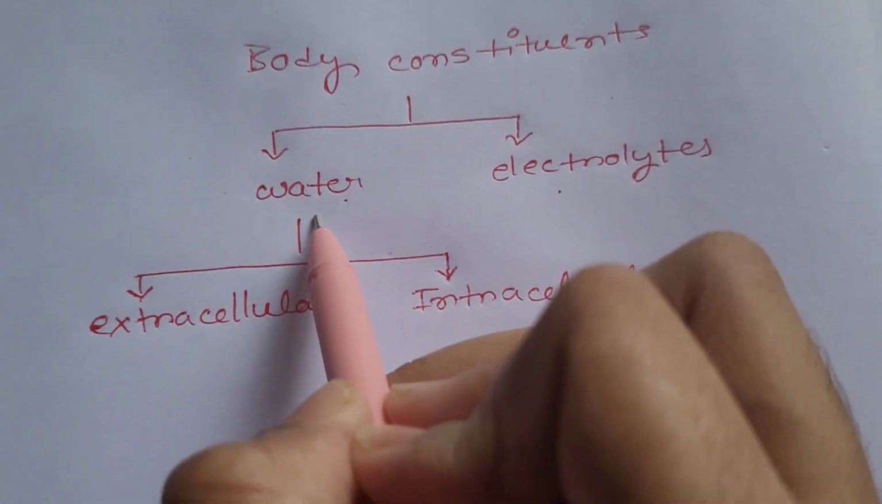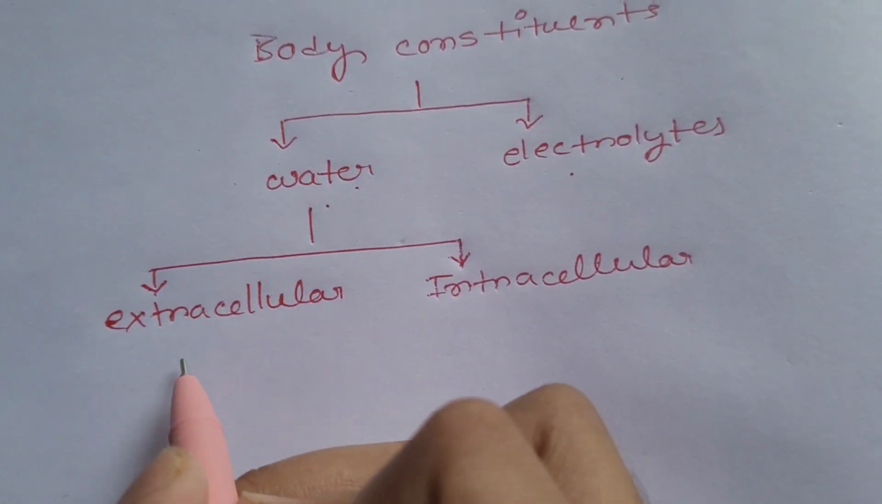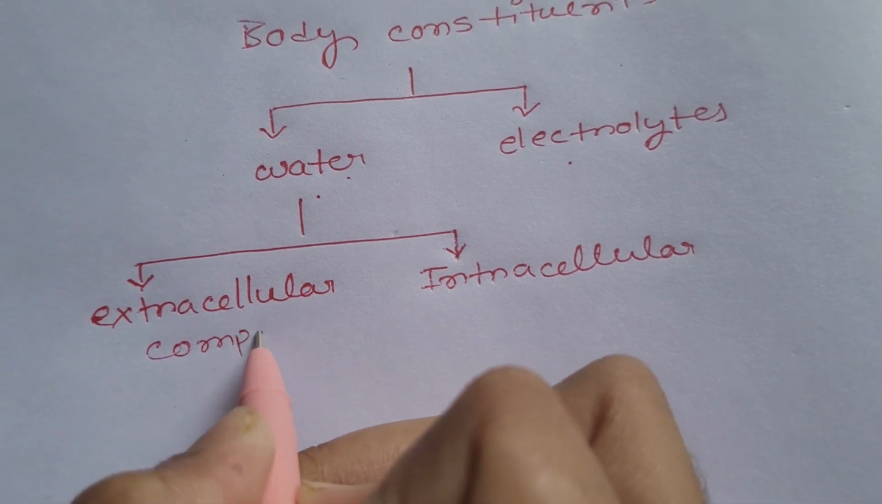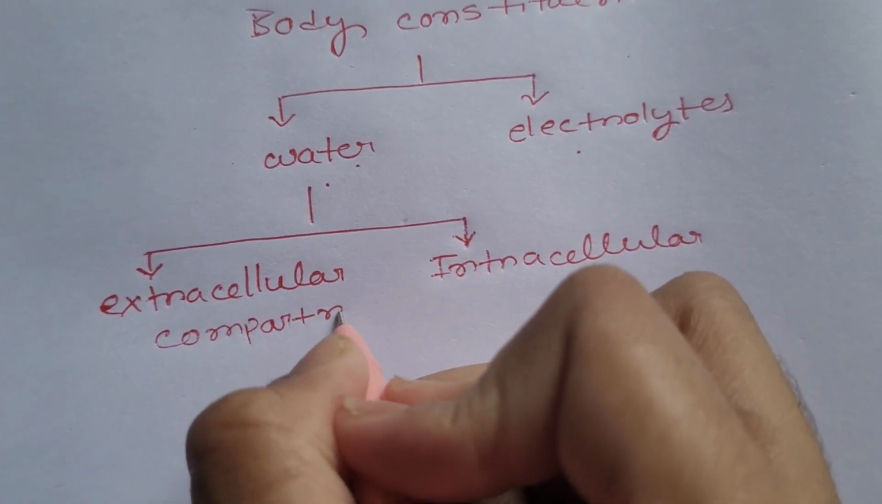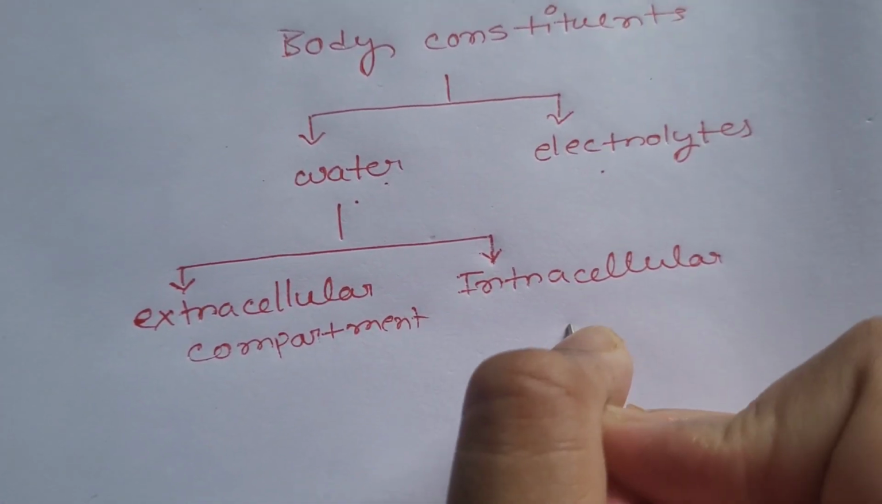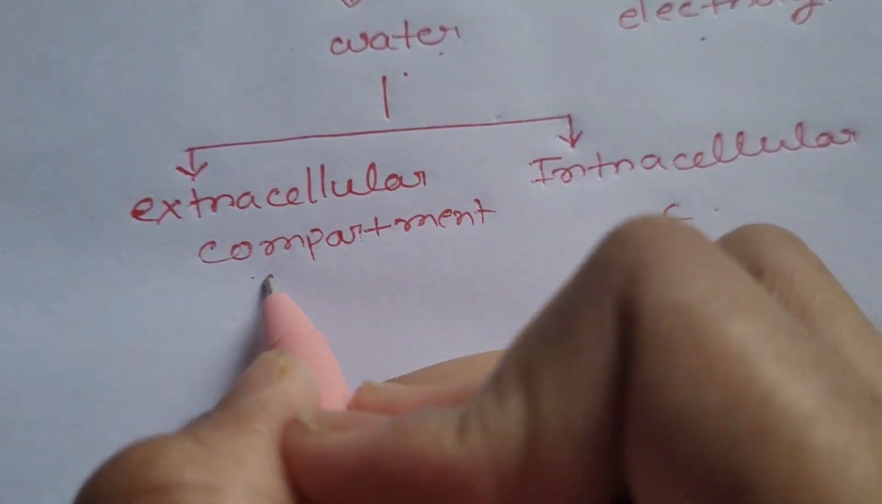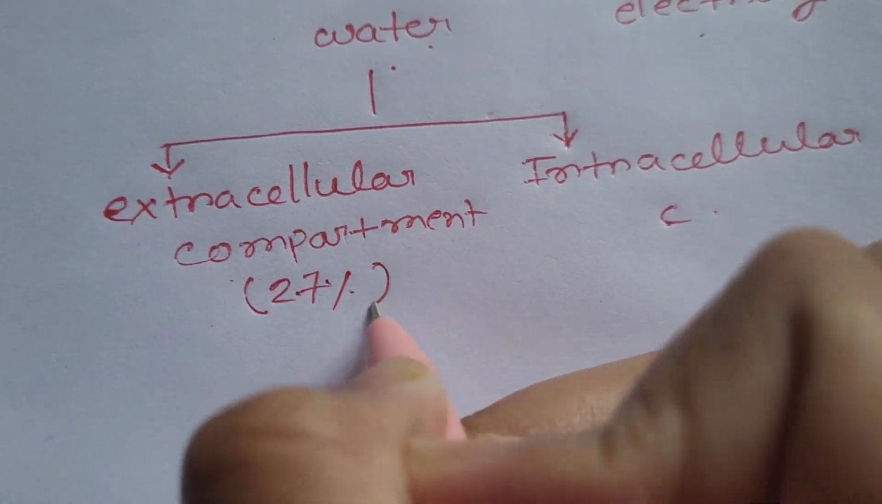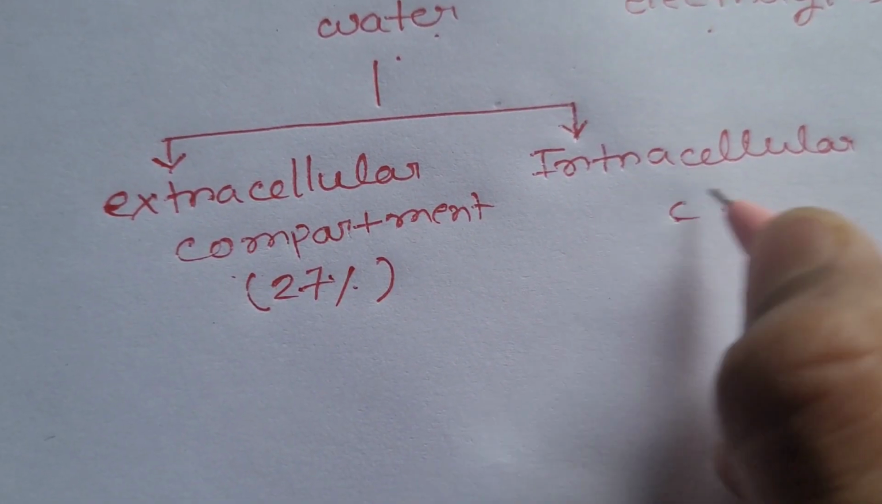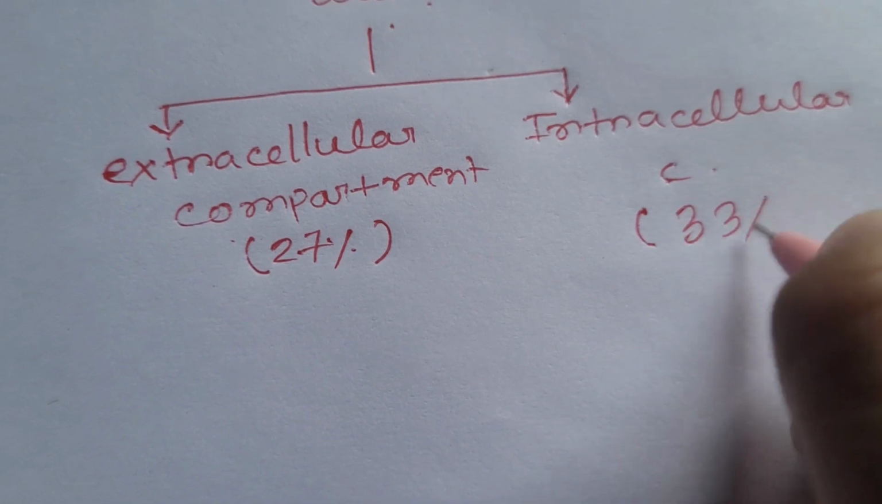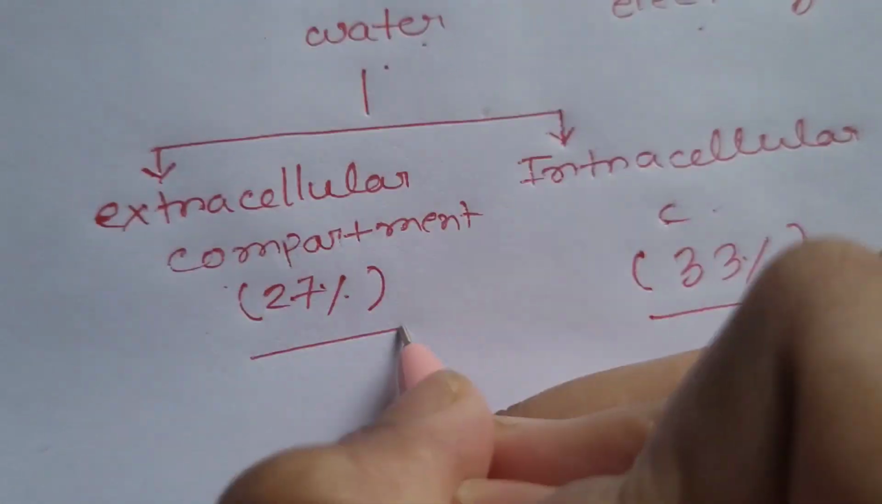Now the water is present in two compartments, the intracellular compartment and the extracellular compartment. In the extracellular compartment 27% of water is present, and in the intracellular compartment 33% of water is present.